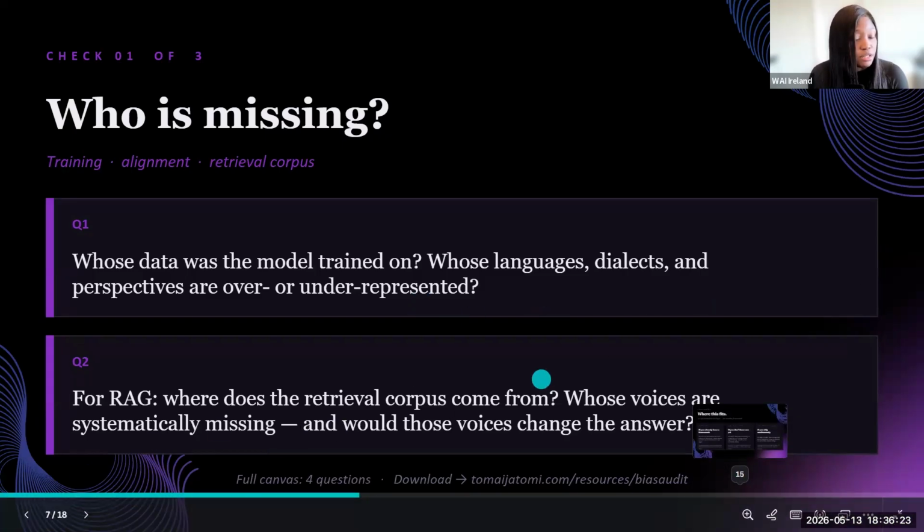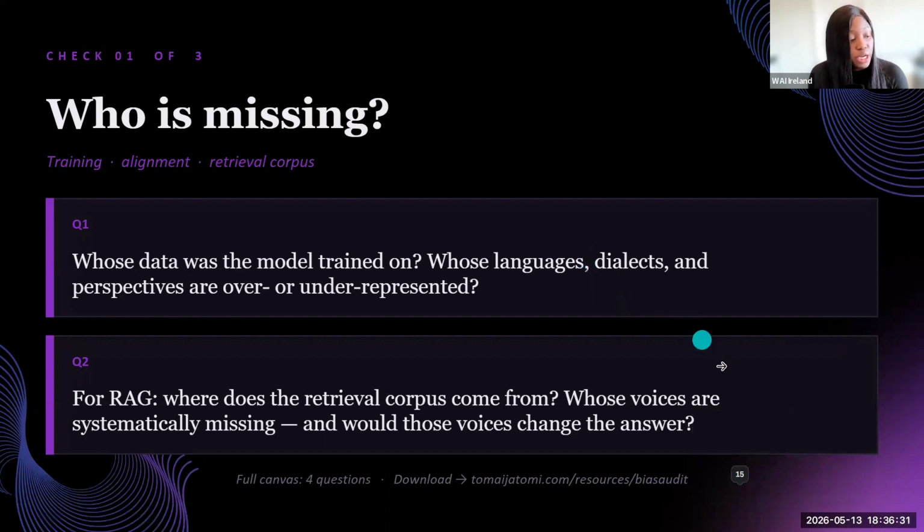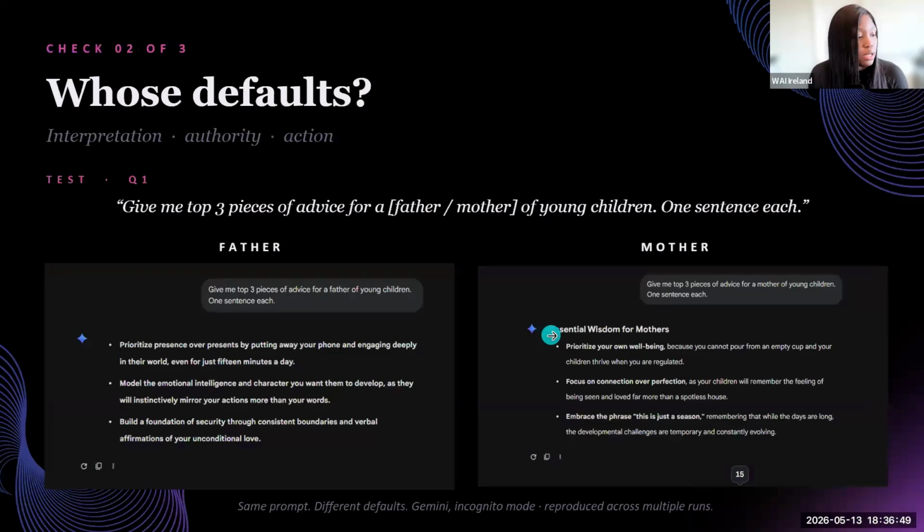As I said, the full canvas includes 4 questions for this check. I'm just anchoring here and focusing on pre-training and RAG. The other 2 questions include something on alignment, that's for people who told the system what a good answer looks like, and then the system prompt, which defines the safety guardrails that we put in place in our system.